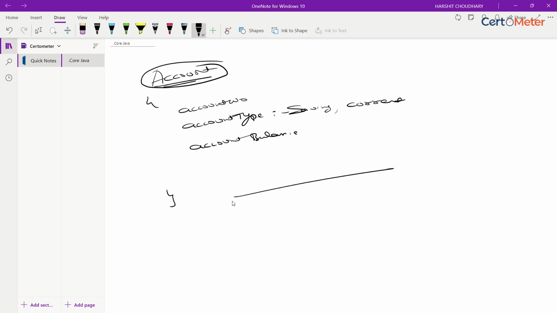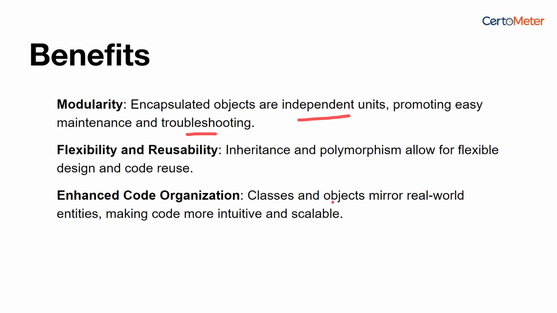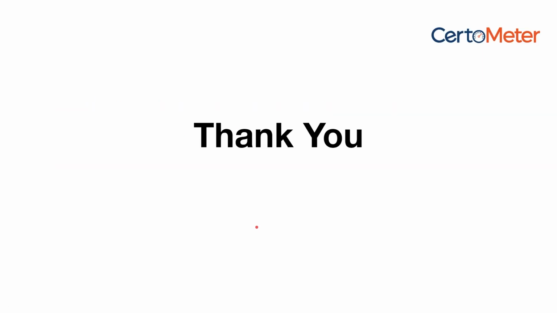Similarly, we can have one more class, let's say customer. A customer can have fields which again reflect real world scenarios. A customer can have first name, last name, some ID, address, and phone number. All these are the attributes which a customer can have. So like this, we can mirror real world entities, making the code more intuitive and scalable. Thank you.